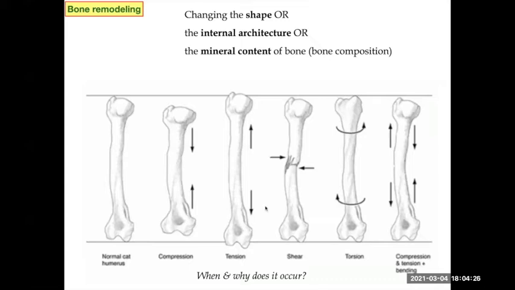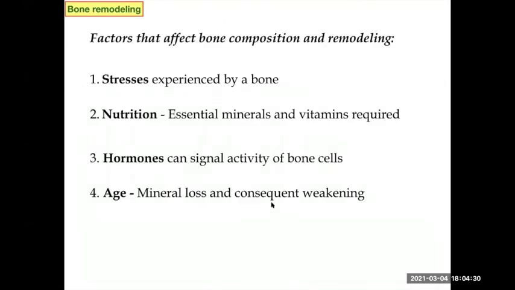So the question is, when and why might it occur? All right, so the whys are factors that affect bone composition and remodeling, right? And these are the four factors that we'll discuss right here: the stresses, nutrition and hormones, and then what happens as you get older.